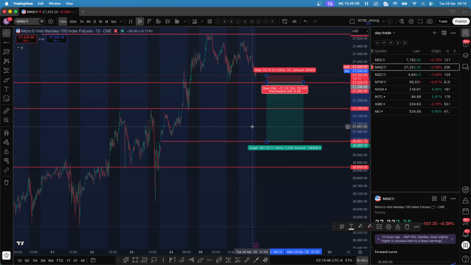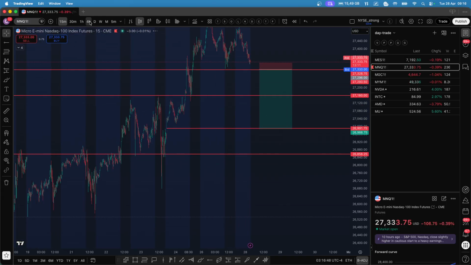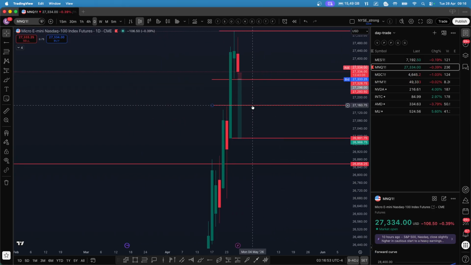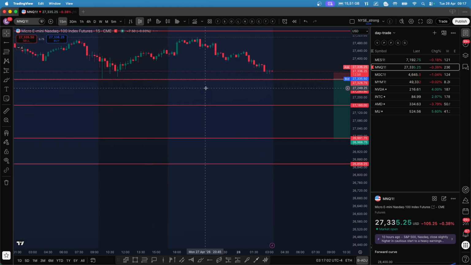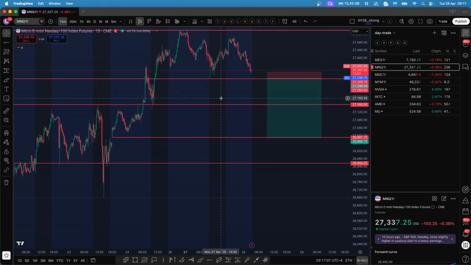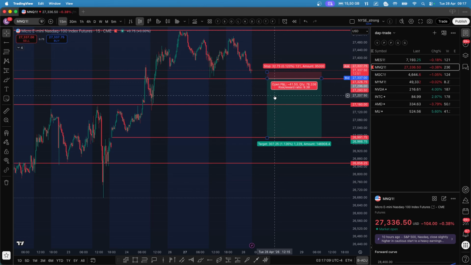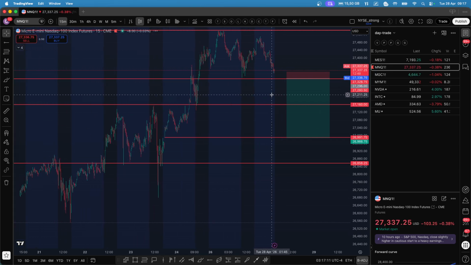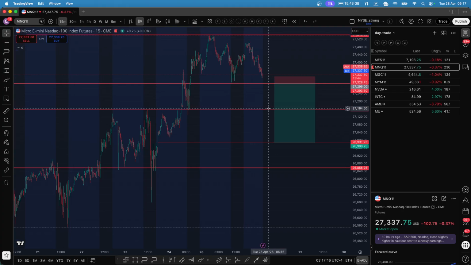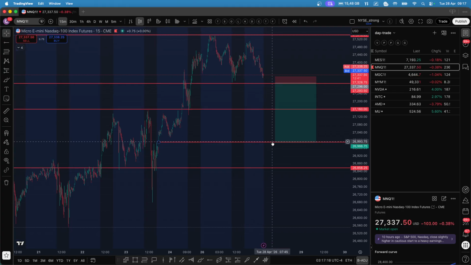This is one of the short ideas, and for the long, this could be a level I'm interested in, which is at 27,160. Let's look at that level. So this is a level which I'm interested in for a bounce. Maybe it can play out. Yeah. So this is a level, and another level is this one.